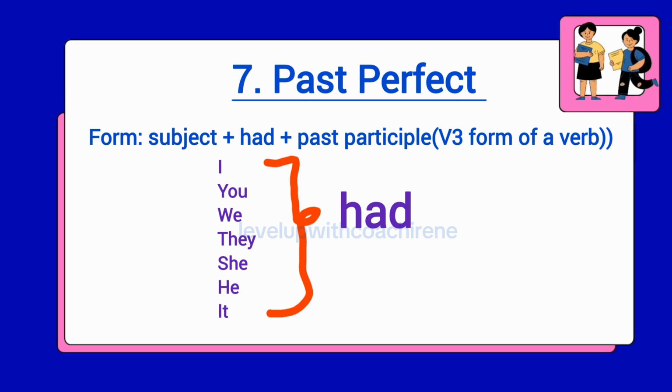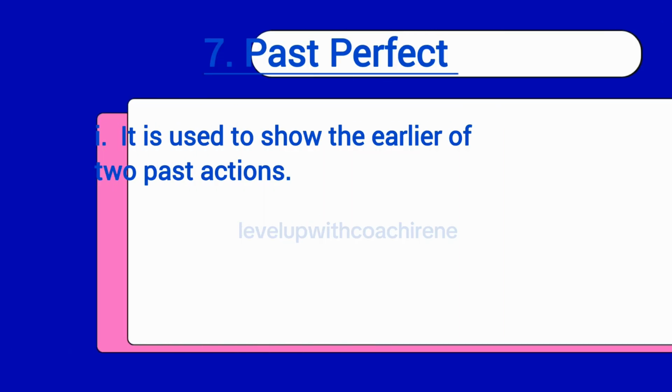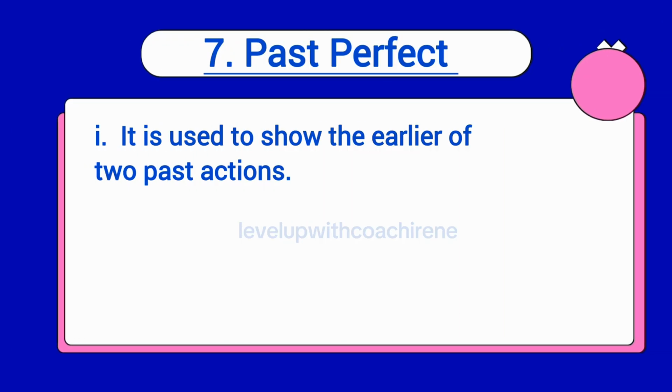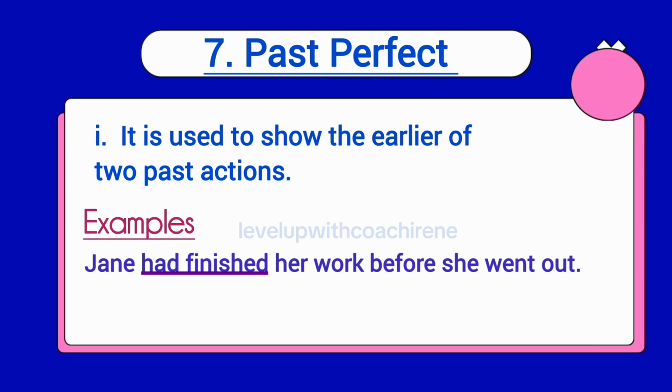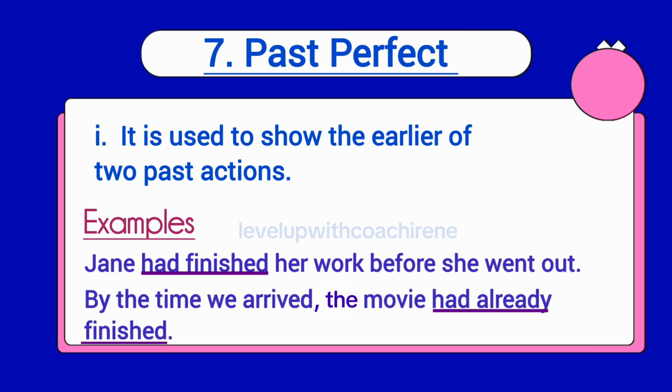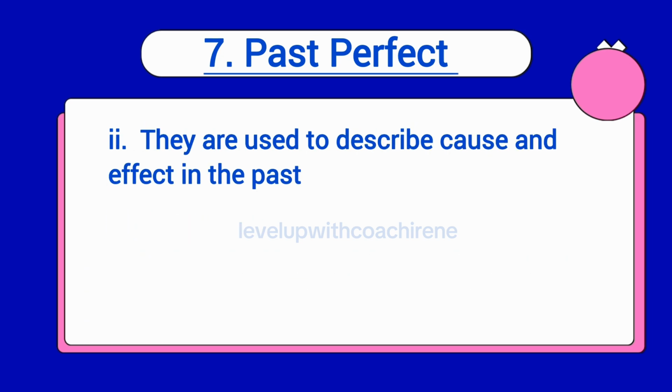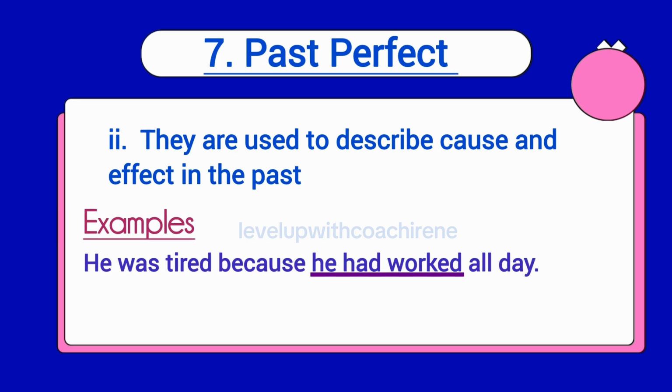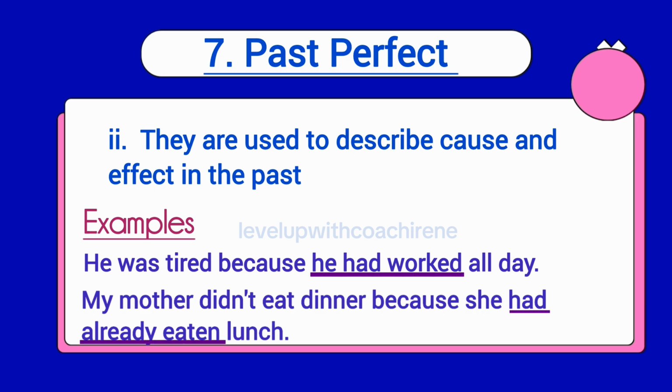Let us look at the uses of the past perfect tense. Number 1, it is used to show the earlier of 2 past actions. For example, Jane had finished her work before she went out. By the time we arrived, the movie had already finished. Number 2, they are used to describe cause and effect in the past. He was tired because he had worked all day. My mother didn't eat dinner because she had already eaten lunch.